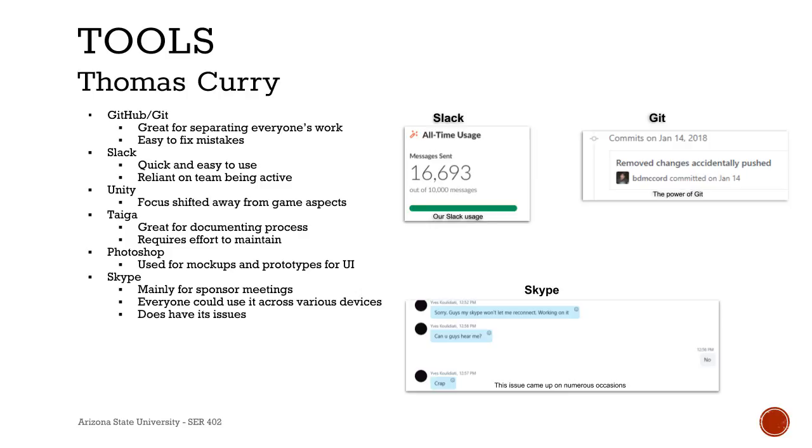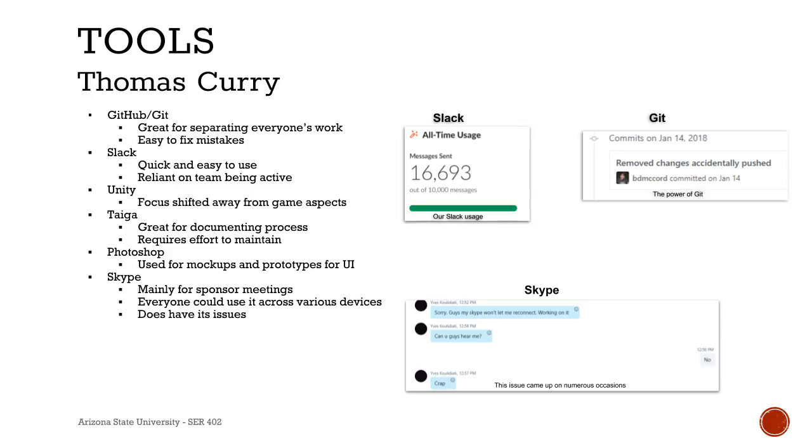The tool we used to document our project process was Taiga, documenting our Scrum, and it was a great place to track our task board, our sprints, and our user stories, but it also required that we were good about updating the page and the tasks and moving them through the columns, which we weren't as good about as we should have been.